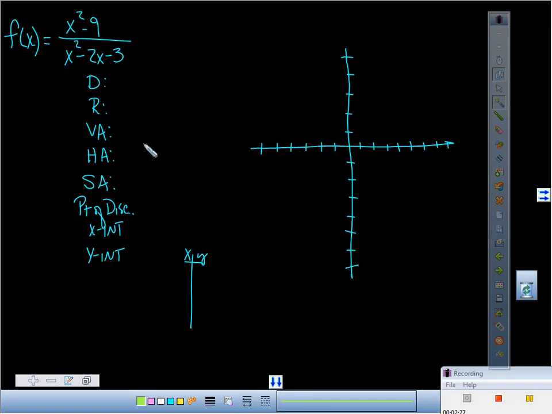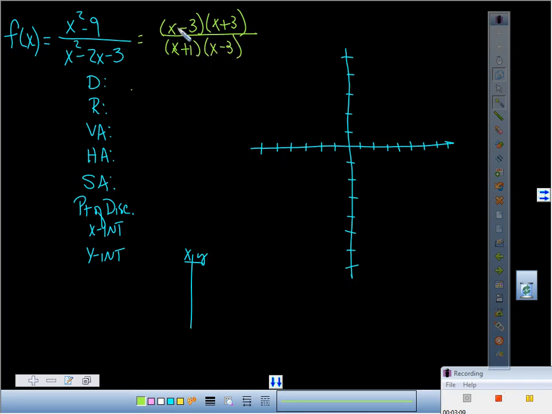All right, so what's the first thing I should do? Yes, you should. Factor, factor, factor. So you're going to factor the top. What does the top factor into? X minus 3 and x plus 3. Very good. And what does the bottom factor into? X plus 1 and x minus 3.